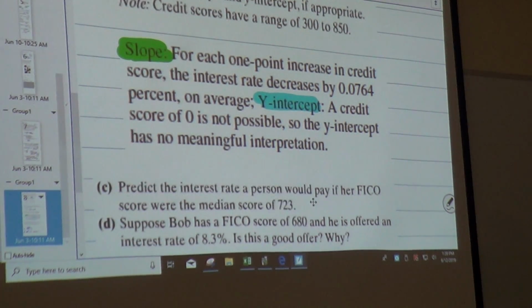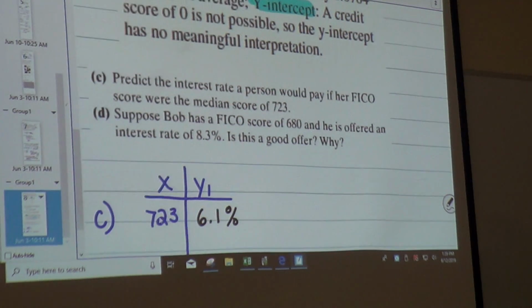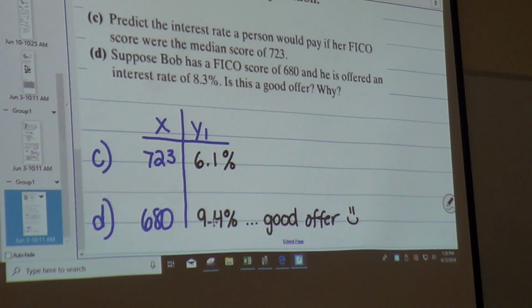Predict the interest rate of a person who has a 723. What would I do for that? Put in your y equals and then go to your table and type in 723. Suppose Bob has a FICO score of 680 and he's offered an 8.3. I typed in 680, and in my calculator I got out a 9.4. He was offered an 8.3. He should take the 8.3 because it's below what he expected.